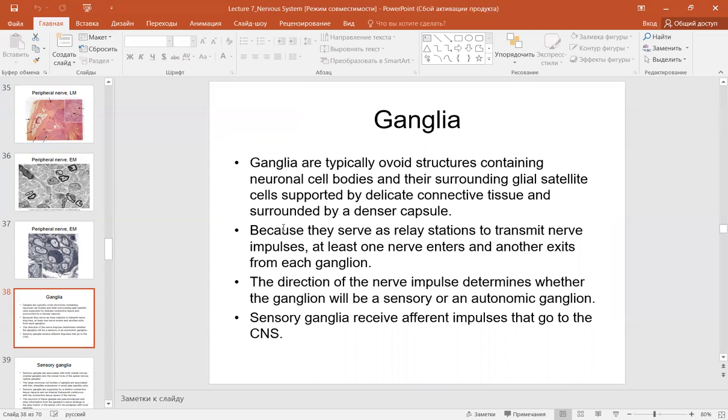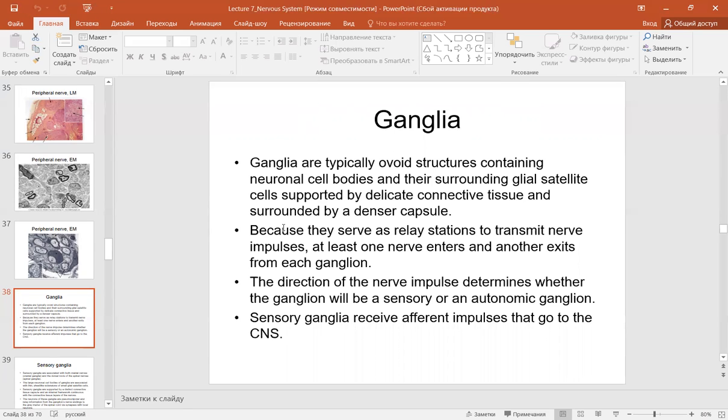Ganglia are typically ovoid structures containing neuronal cell bodies and their surrounding glial satellite cells supported by the delicate connective tissue and surrounded by a dense capsule. Because they serve as relay stations to transmit nerve impulses, at least one nerve enters and another nerve exits from each ganglion.